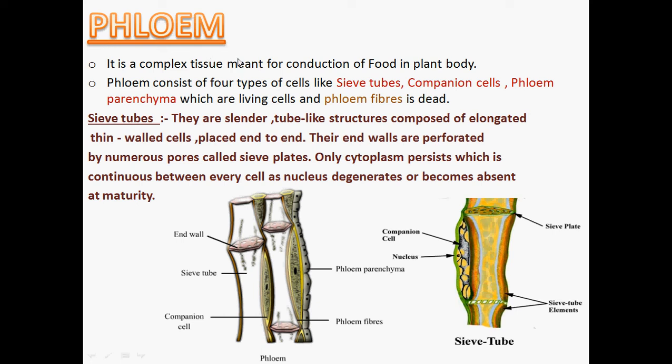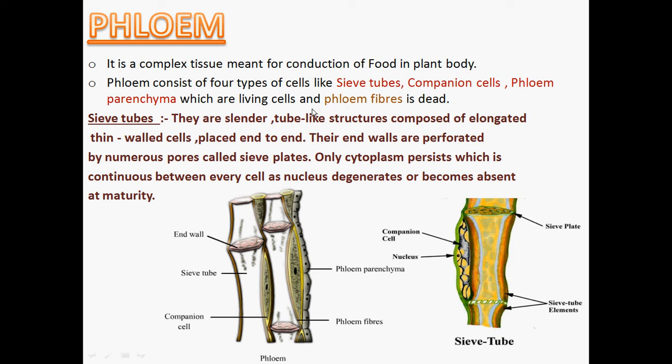Okay. So, students, as we all know, the complex permanent tissue means a tissue in which there are more than one type of cells. So this phloem tissue consists of sieve tubes, companion cells, phloem parenchyma and phloem fibers. So all these four different types of cells coordinate with each other and perform a function of conduction of the food or nutrients in the plant's body.